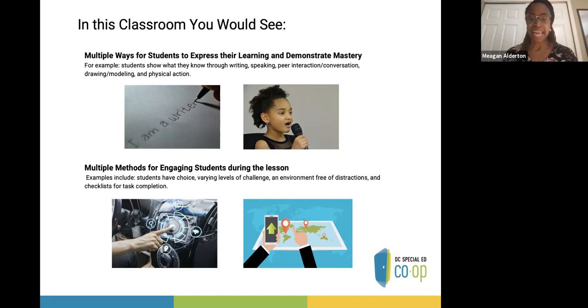Multiple methods for engaging students. The engagement principle is, I think, a little difficult sometimes to navigate, because some of it is about action and expression as well. But the idea is that students have choice. They get varying levels of challenge. So the challenge can be adjusted along the route to learning. And you're also creating an environment that is free of distractions.